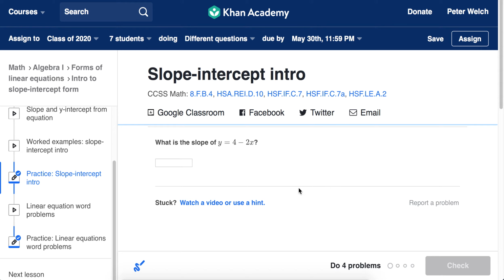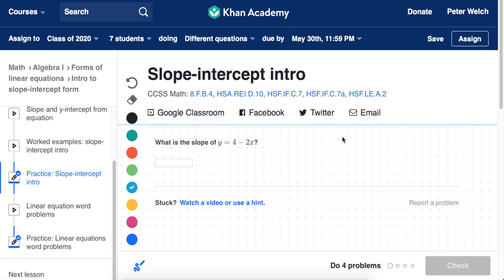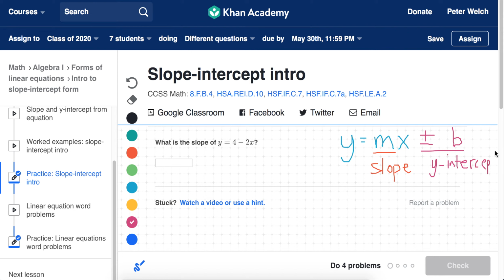Alright, the first one, what is the slope of y equals 4 minus 2x? So for slope-intercept form, we want it to look like this. y equals something x, and in algebra we call that something m. So m is going to be the slope. y equals something x plus or minus b, where b is the y-intercept. So the equation they gave us here kind of tried to trick us because they flipped it around a little bit. So we just need to rewrite it.